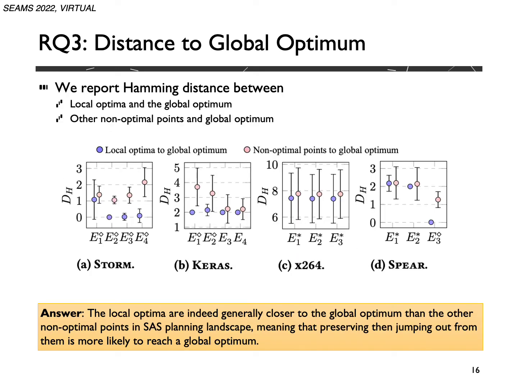Next, we assess the distance to the global optimal with respect to the local optimal and non-optimal points. As you can see clearly from these figures, for all the cases, the local optimal are indeed generally closer to the global optimal than the other non-optimal points in the SAS planning landscape. That means if we can preserve these local optimal and subsequently jump out from them, then we are more likely to reach the global optimal.